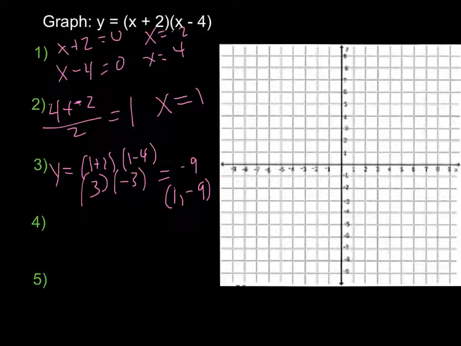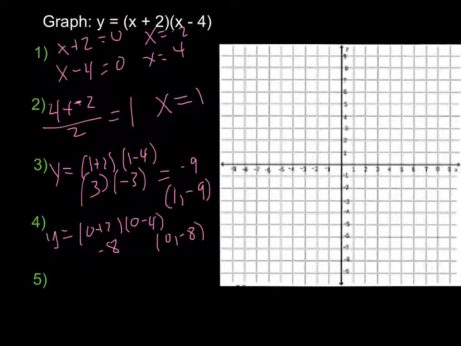Part 4 says find the y-intercept. In order to find the y-intercept, the x value is 0, so we're going to plug a 0 in for x, and since there are two x's, we're going to plug it into both. 0 plus 2 is 2, times negative 4 is negative 8. So the y-intercept is 0, negative 8, and then we'll do part 5 on the graph.